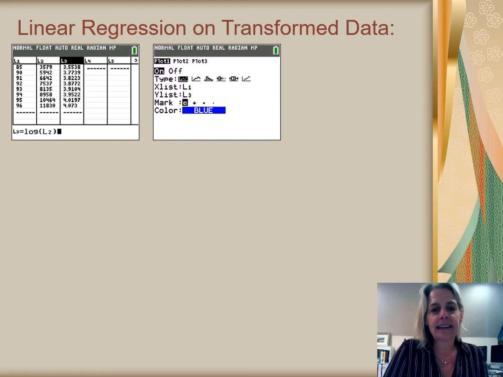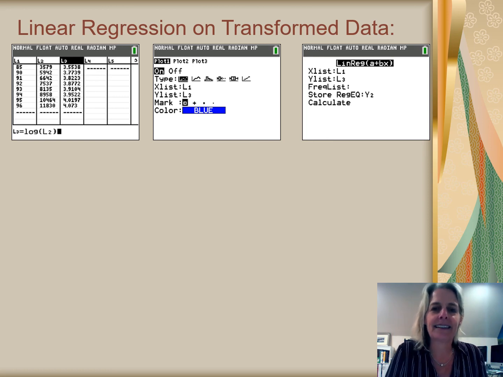So once I do that, now I'm going to do linear regression. Let me say that again, linear regression on the transformed data. So I'm doing x and log of y. So I'm doing list 1, list 3.